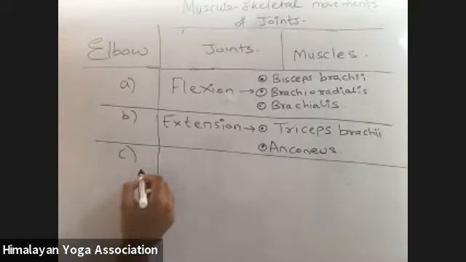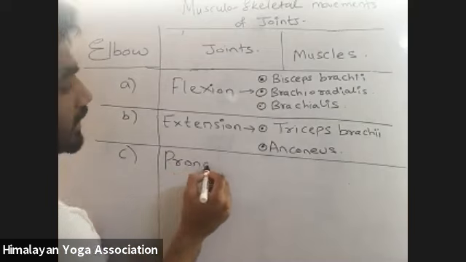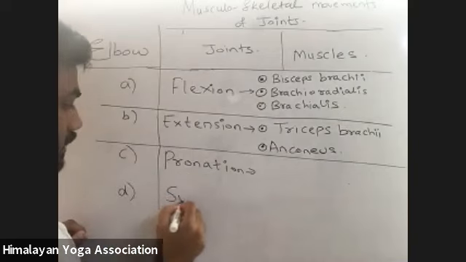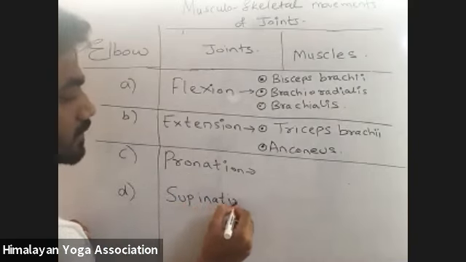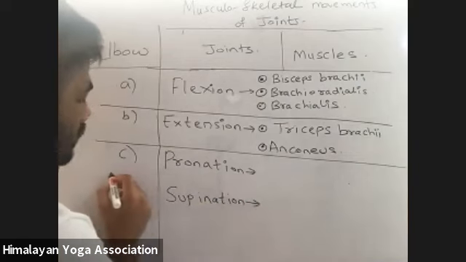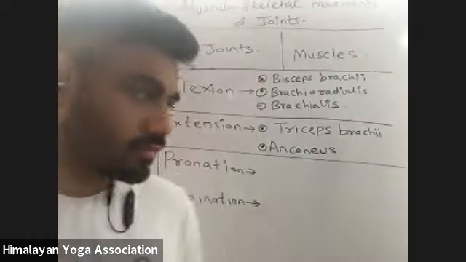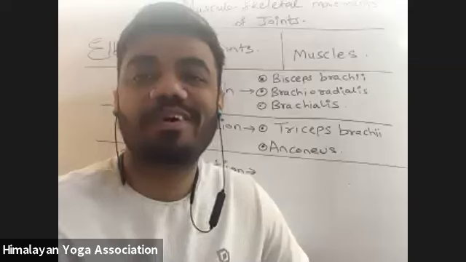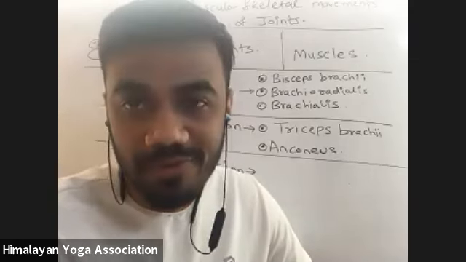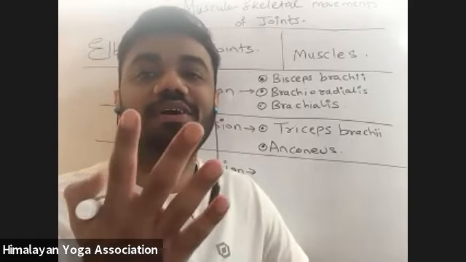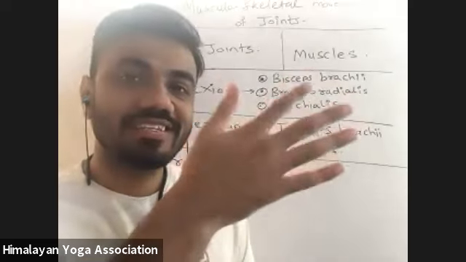Next, we have the pronation and supination of the elbow. What is the pronation? What is the supination? You tell me first. We have studied this, right? Pronation means prone posture. That means when our palms are facing down.